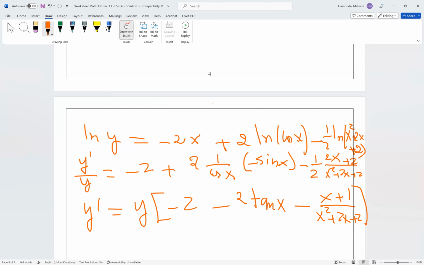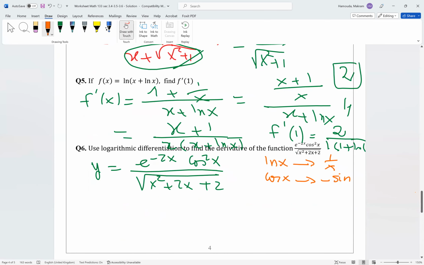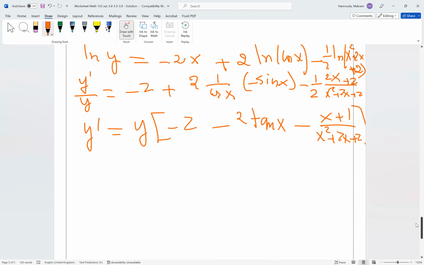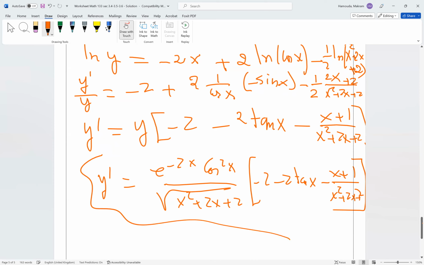And finally, the final step, just you put the function y as it is. The y is coming from here, exponential minus 2x, cosine square, and so on. So the y prime is equal to exponential minus 2x cosine squared x over root x squared plus 2x plus 2 times minus 2 tan x minus x plus 1 over x squared plus 2x plus 2. Hopefully there is no mistake here. And this concludes the y prime.